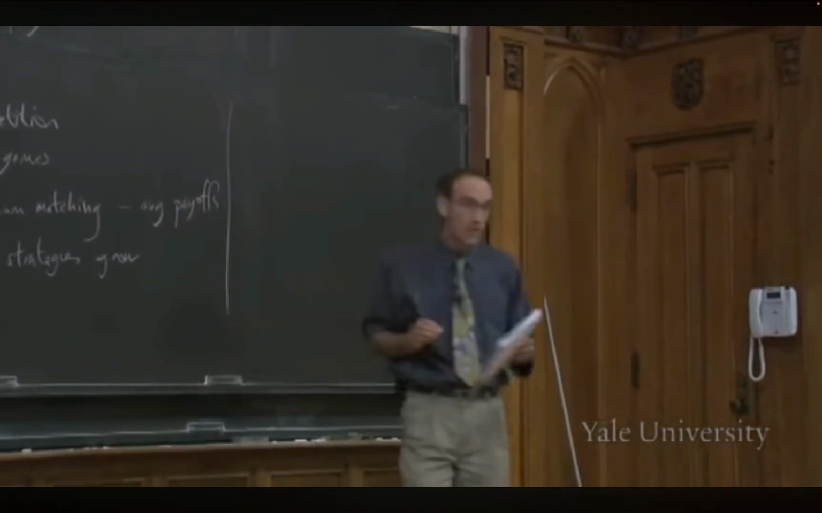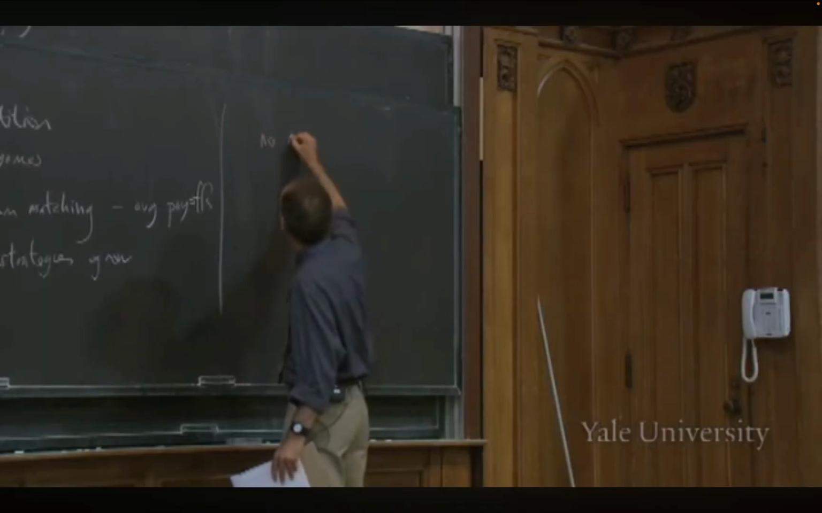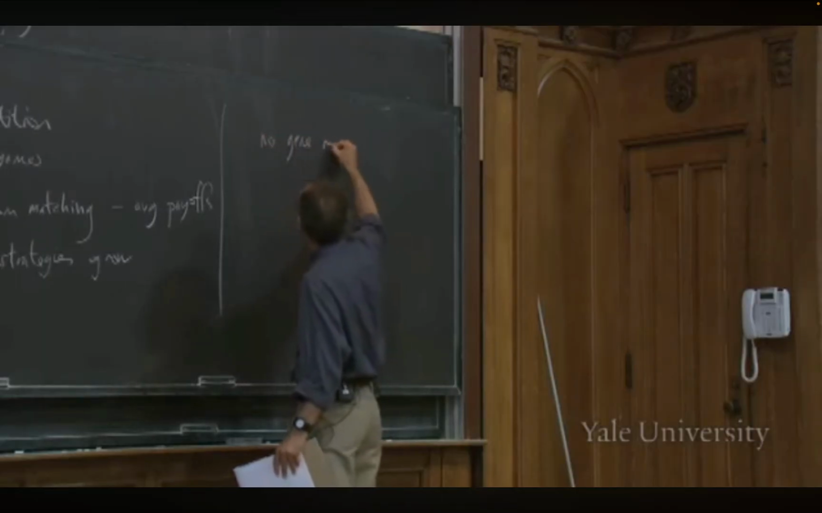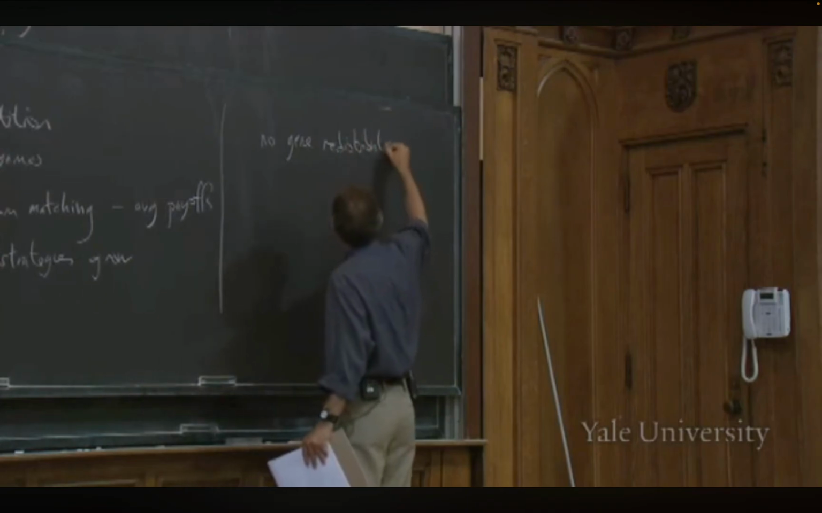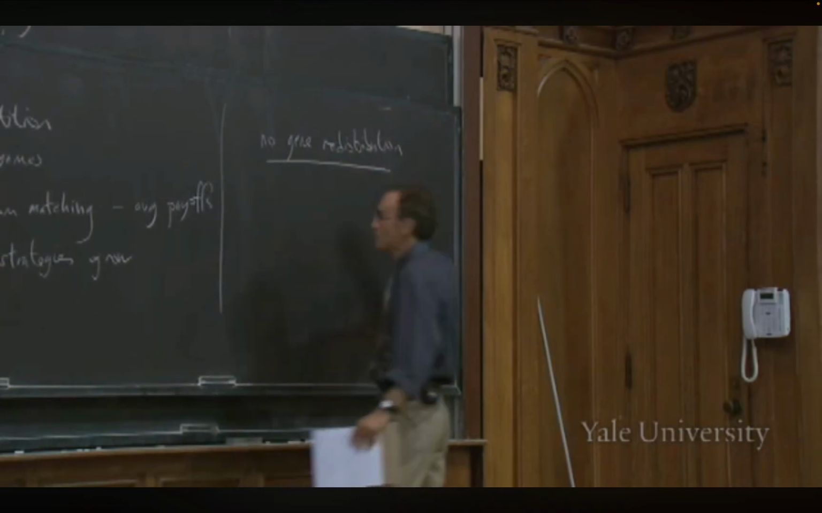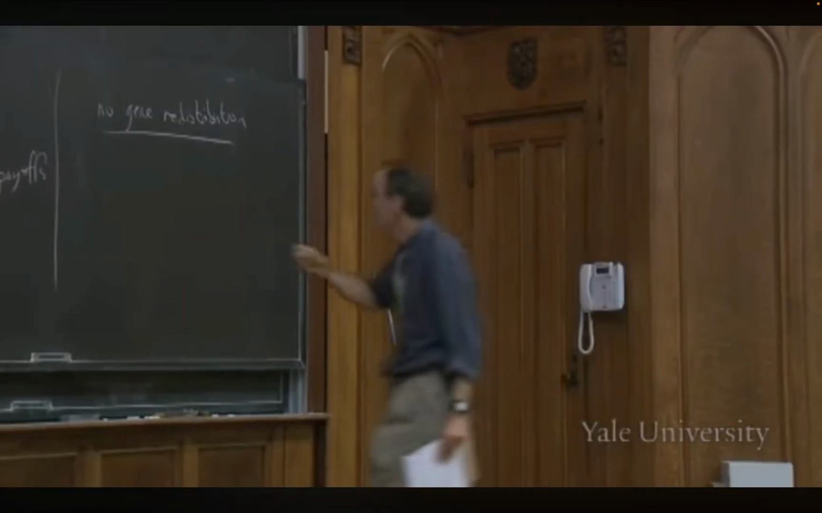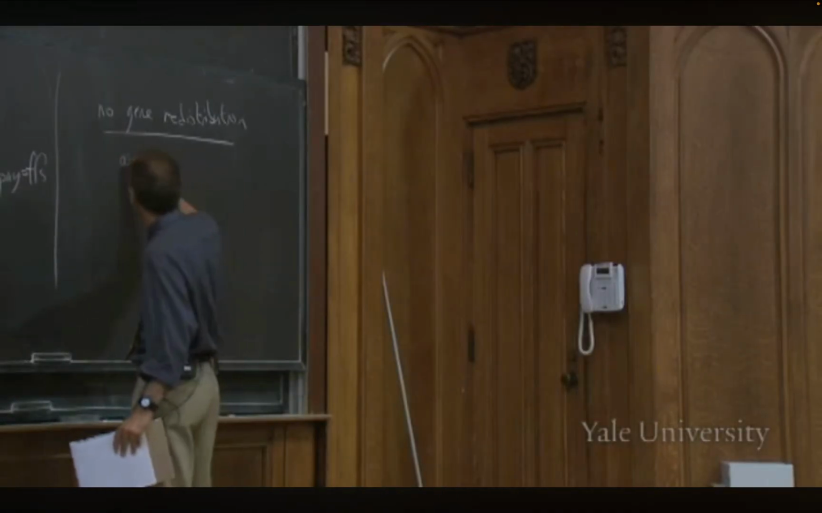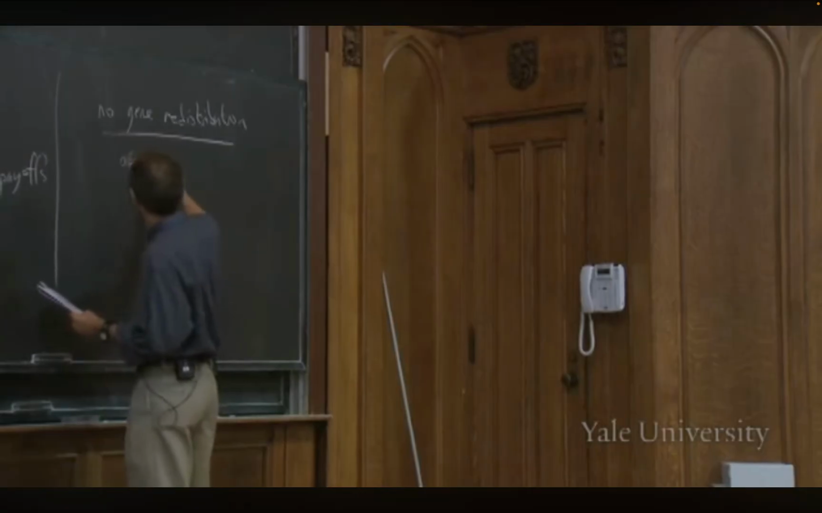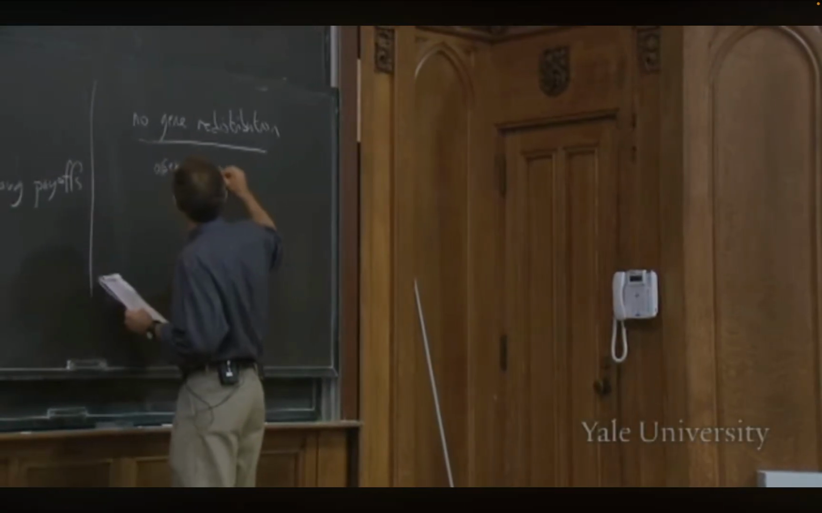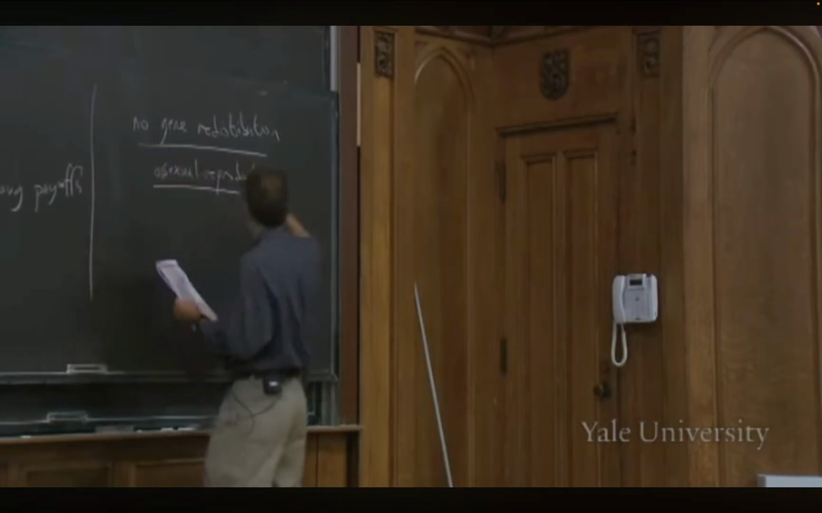All right? So to keep things simple today, we're going to assume that there is no gene redistribution. So in principle, what we're looking at is asexual reproduction, which is clearly not a good model, but it will do for today.